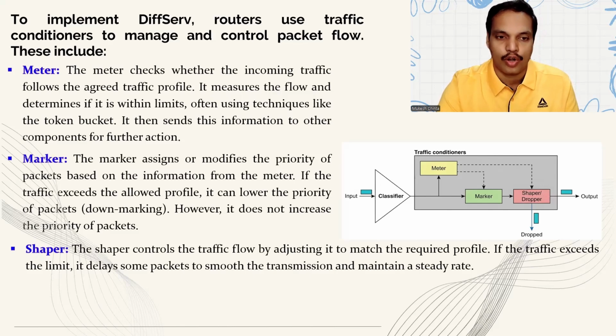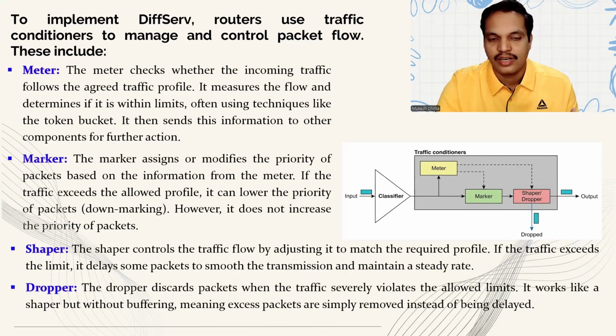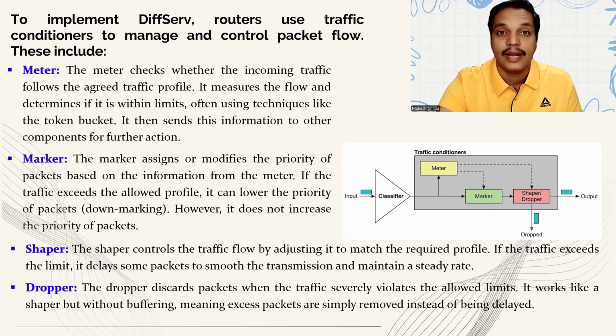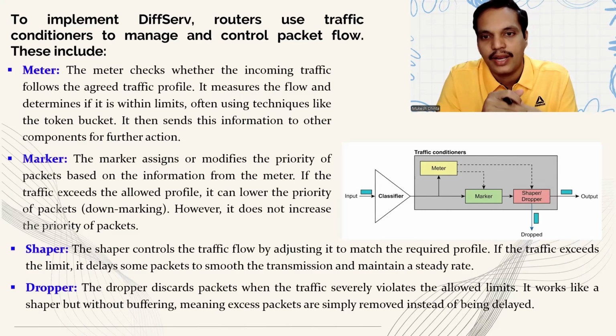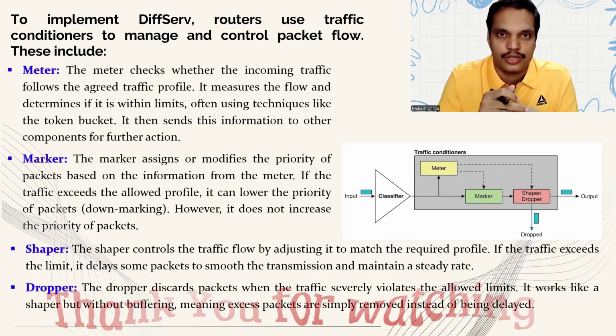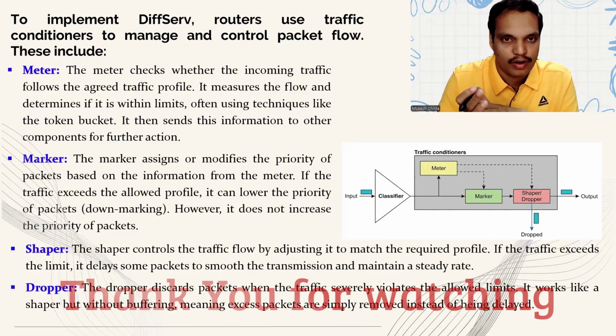The last one is the dropper. It actually discards the packets when the traffic severely violates the allowed limits. As I told you, the flow specifications and so on. It works like a shaper, but without buffering, meaning excess packets are simply removed instead of being delayed. So in other words, IntServ and DiffServ are the 2 ways to provide quality of service, one giving guaranteed resources and the other providing scalable traffic prioritization. So this is regarding the quality of service.